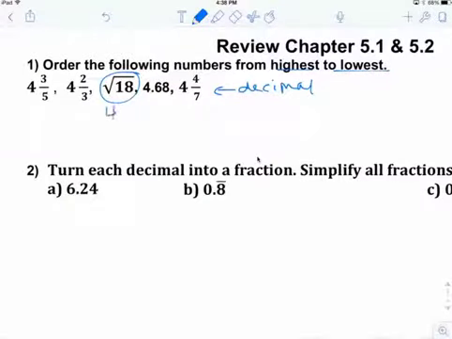For here, 4.42, whatever it says on your calculator, I don't have it on. And then you order it, okay? Make sure everything is in decimal.